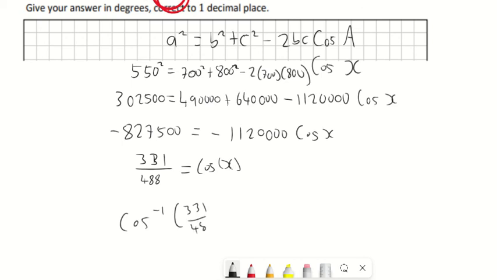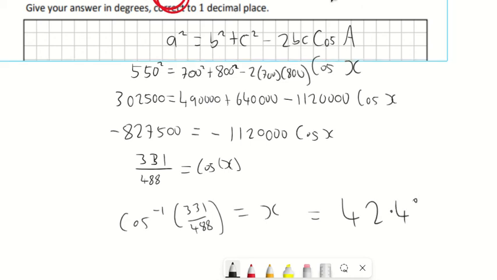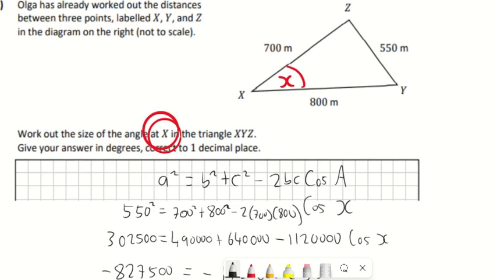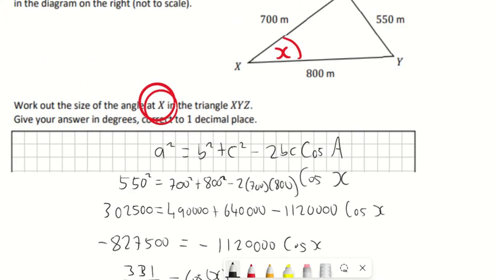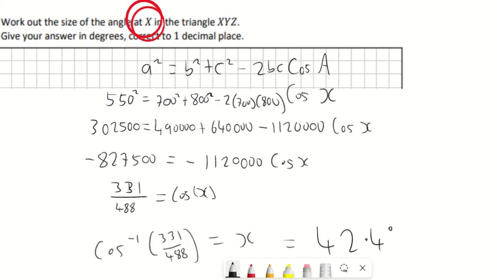Then you can use a calculator for that. So cos inverse of 331 over 488, and you should get 42.4. Sorry, not percent, degrees, because you worked out the angle x. So that's it. That's all for that question.